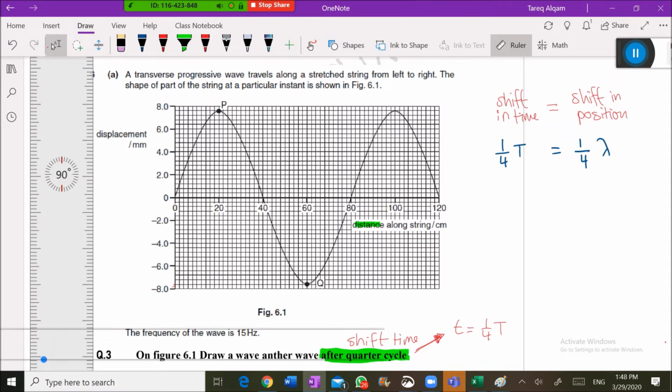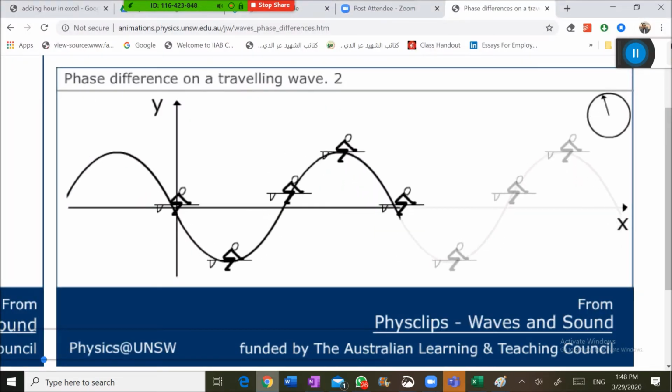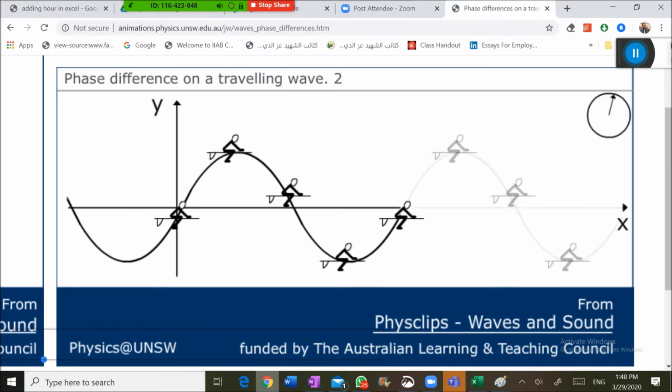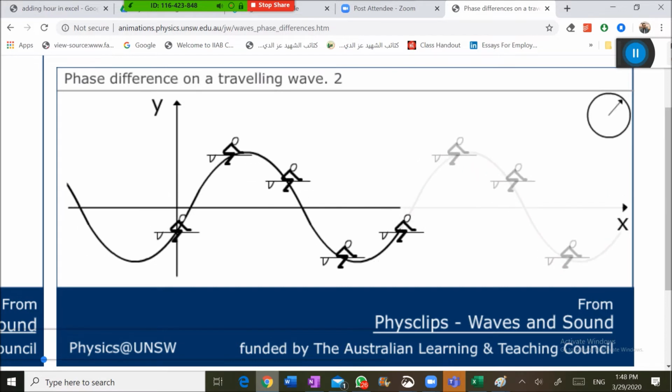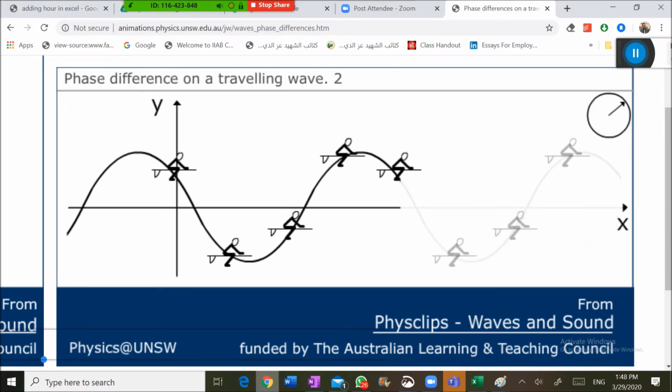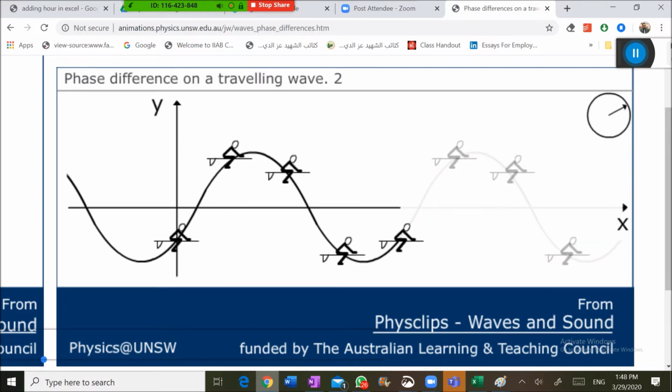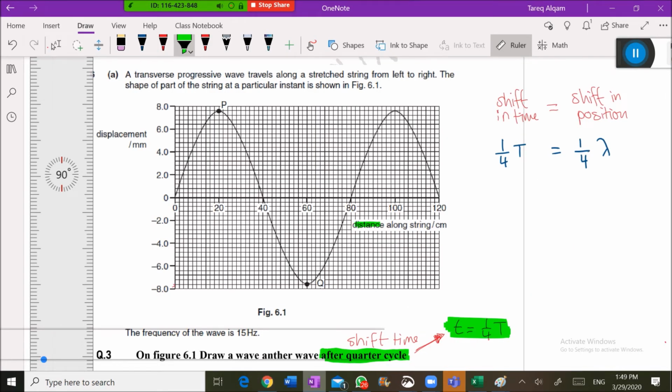Again, guys, here we are asked to draw another wave, but this wave is shifted by how much? 1/4 period. Okay, let's say I take a first snapshot of this wave at a certain time, and after a quarter cycle I take another snapshot. Do you follow? I am making 2 snapshots of the wave in front of me, one at a certain time, and the second exactly after a quarter period. So I will take a quarter shift. The shift in time will be exactly the same as the shift in position.